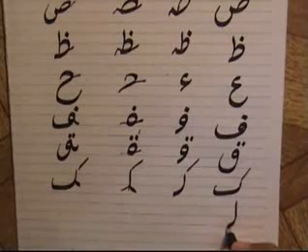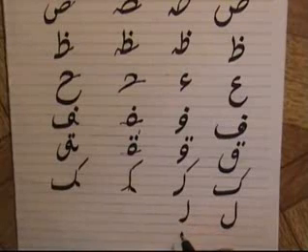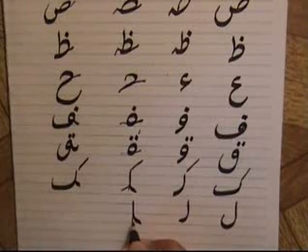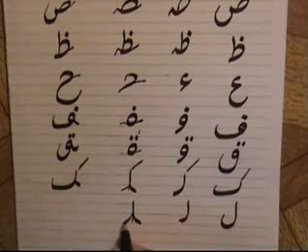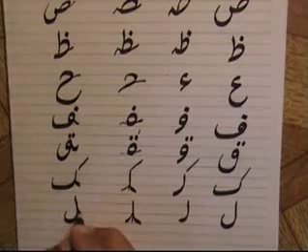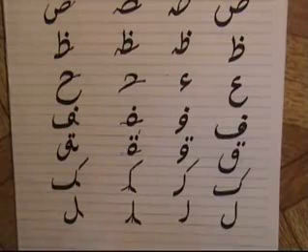For lam, the initial position of lam is like this. The medial position of lam is like this. We have a connector in the beginning and a connector at the end, and the final position of lam is here like this. We have a connector only in the start.